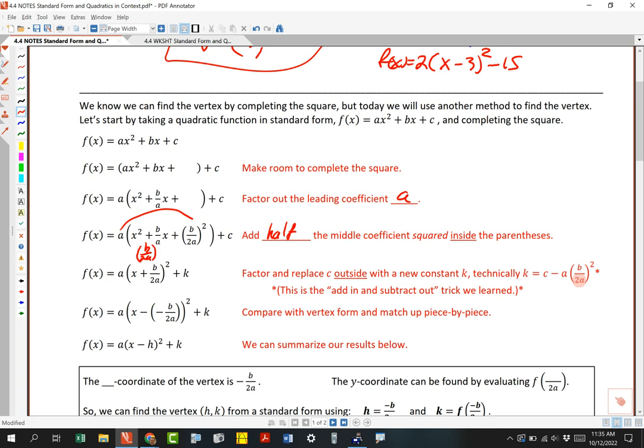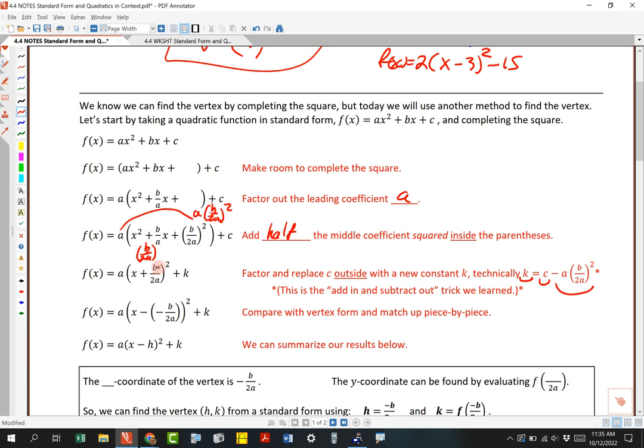So what I'm going to do here is we're going to replace this and make this look nice. So where the k is, that's the old c minus how I compensated. So if I add that much, a times b over 2a squared inside, that's effectively what I did, then I have to subtract that on the outside. And I'm just going to replace that. This is the old add things in and subtract them out.